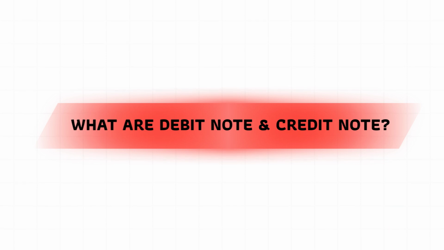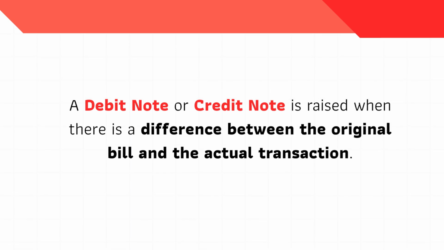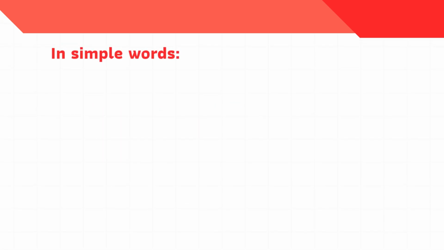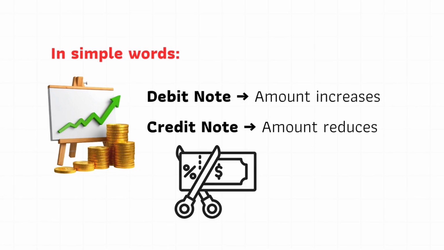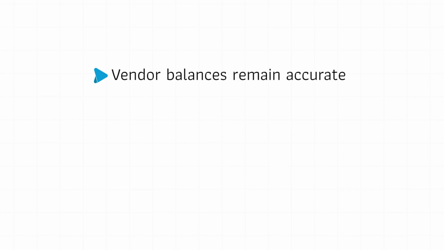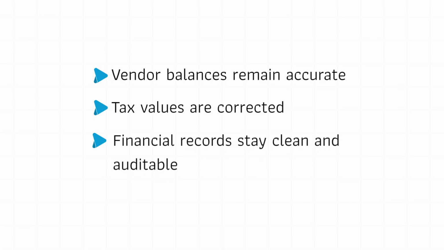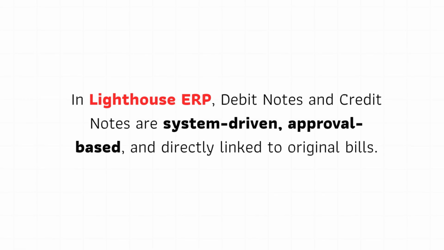What are debit note and credit note? A debit note or credit note is raised when there is a difference between the original bill and the actual transaction. In simple words, debit note amount increases, credit note amount reduces. These documents ensure that vendor balances remain accurate, tax values are corrected, financial records stay clean and auditable. In Lighthouse ERP, debit notes and credit notes are system-driven, approval-based, and directly linked to original bills.